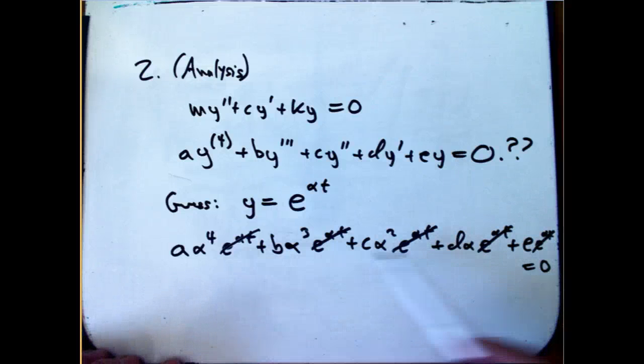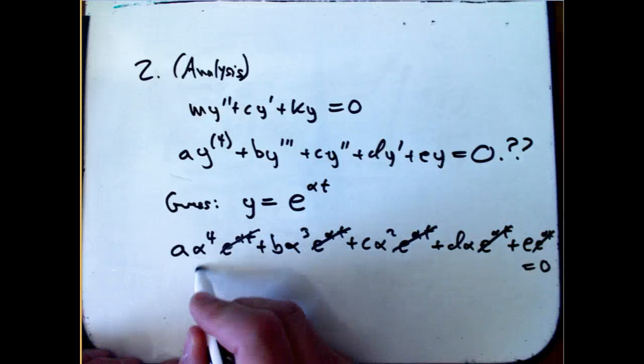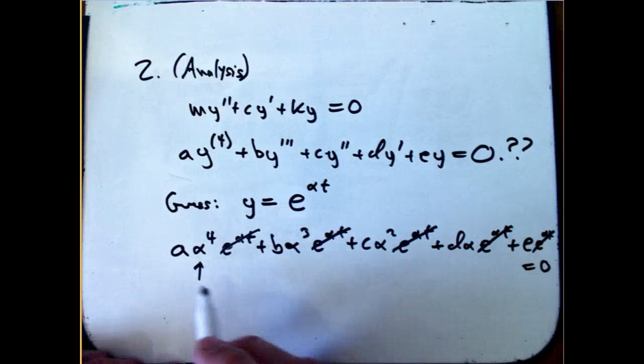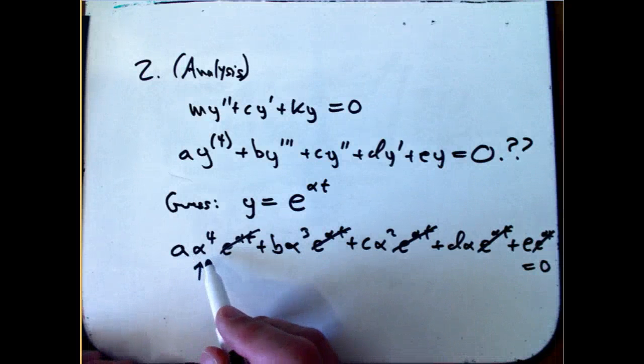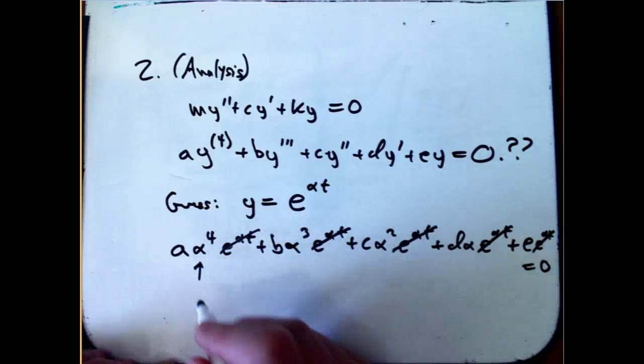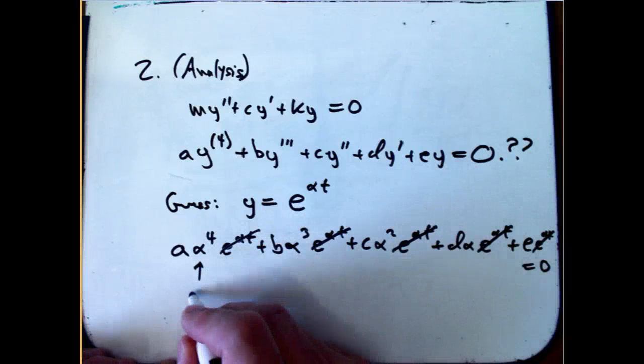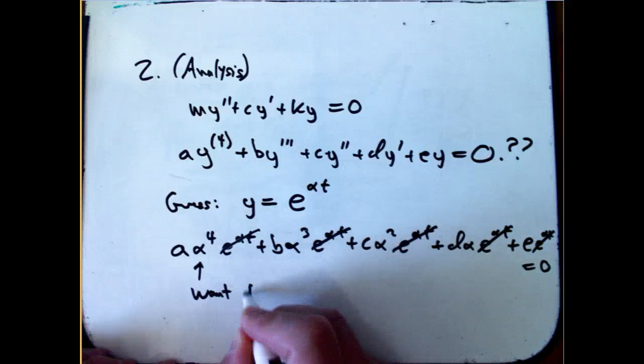So, just as in the other case with the second order, we come down to a polynomial equation that needs to be solved for alpha. In other words, we've got now a fourth degree polynomial that we need to have a root for. In fact, how many roots would we like? We want 4 roots.